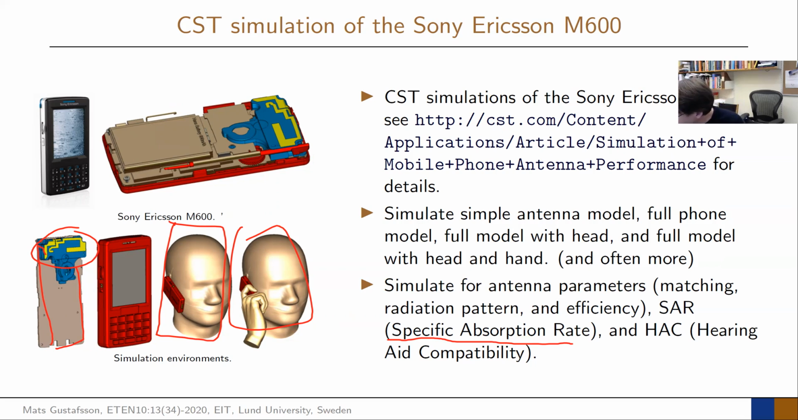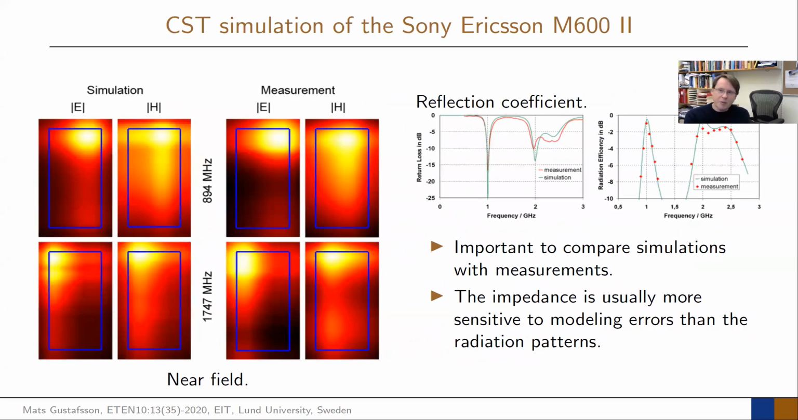There are also rules for this that's called HAC, which is hearing aid compatibility, which means that the phone and the electronics from it cannot interfere too much with hearing aid devices. That's also enforced and has to be tested. It's regulated how that has to be done. And if you look at these ones, models and measurements are actually quite accurate, even these days.